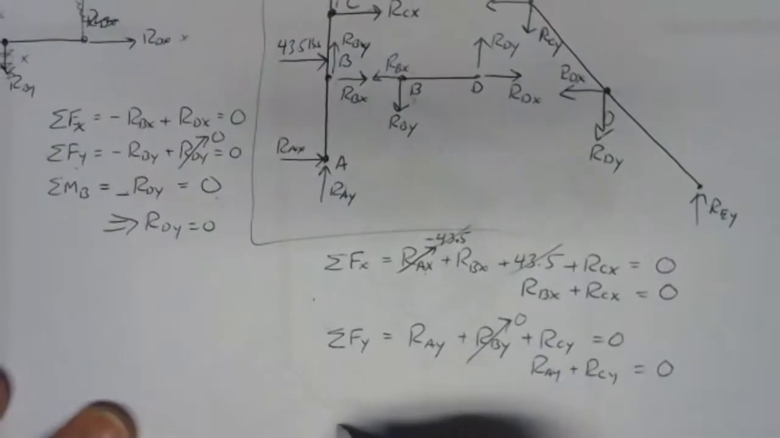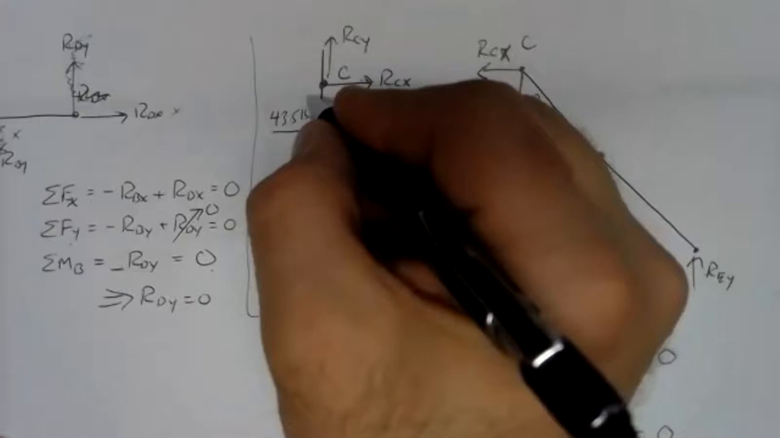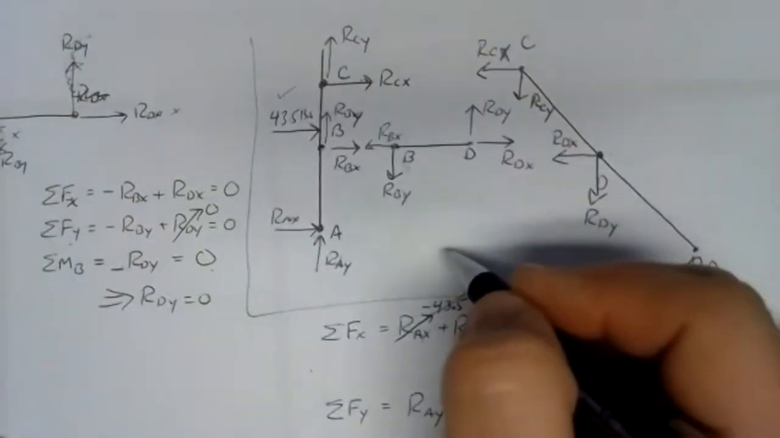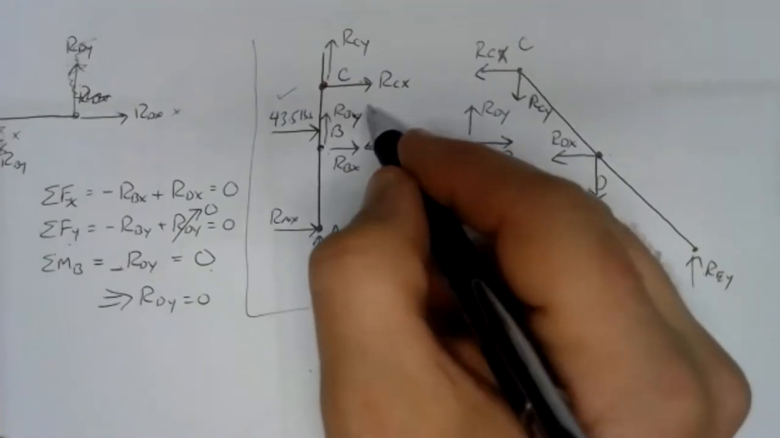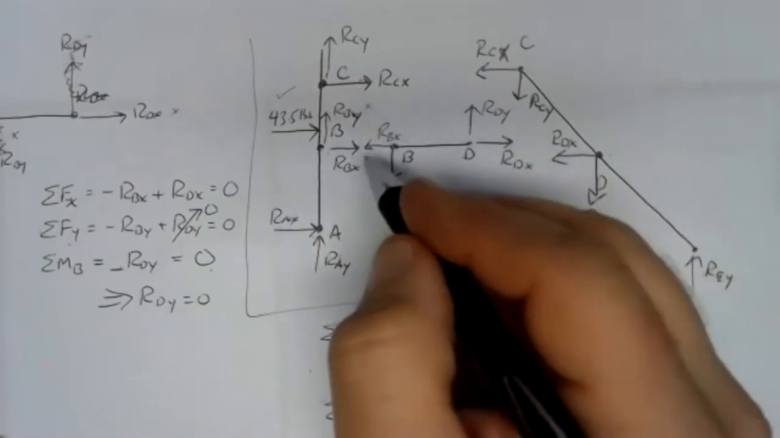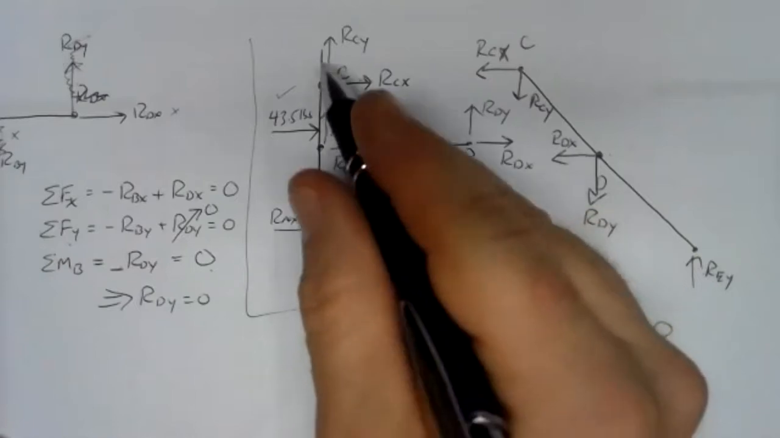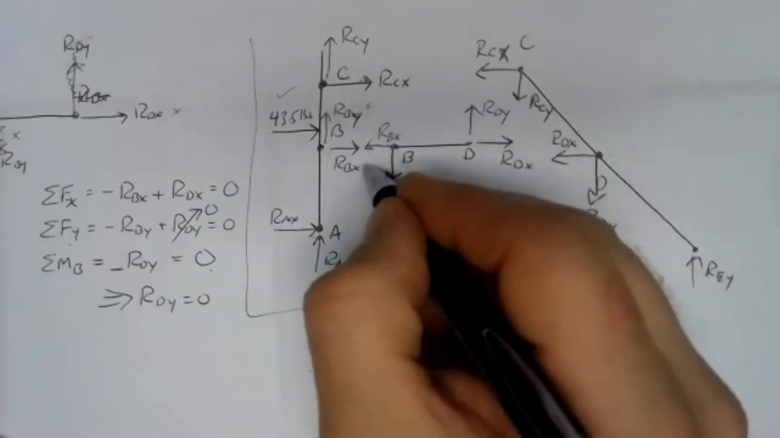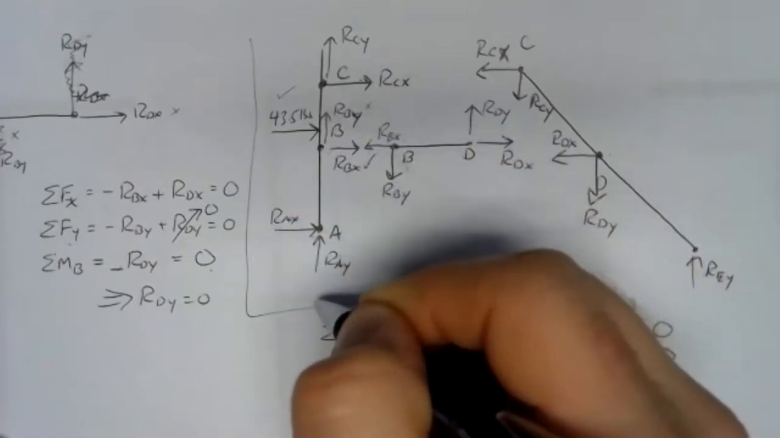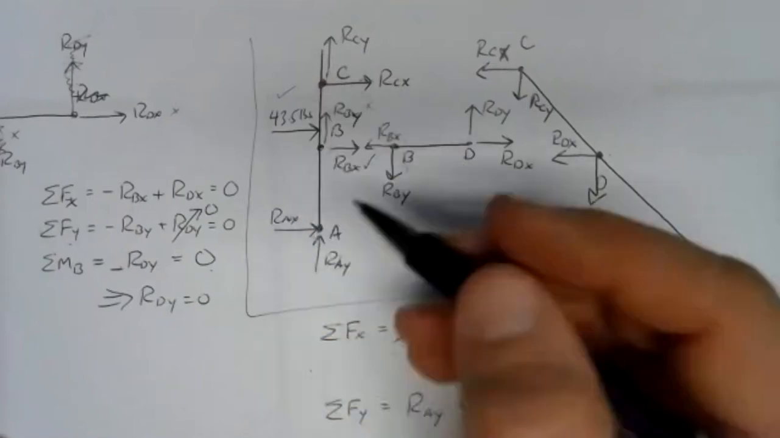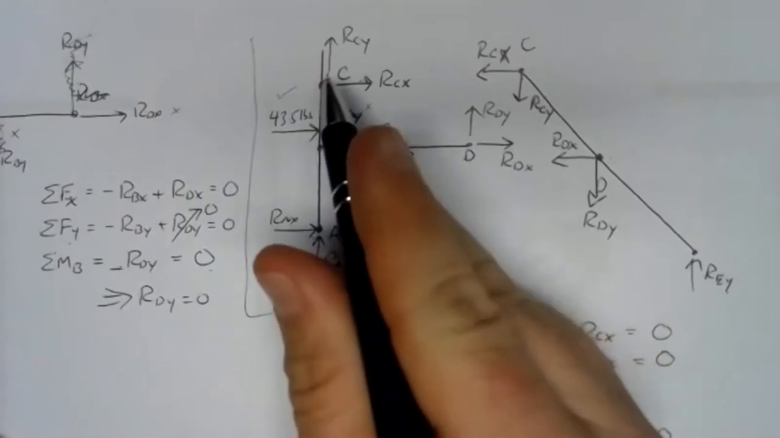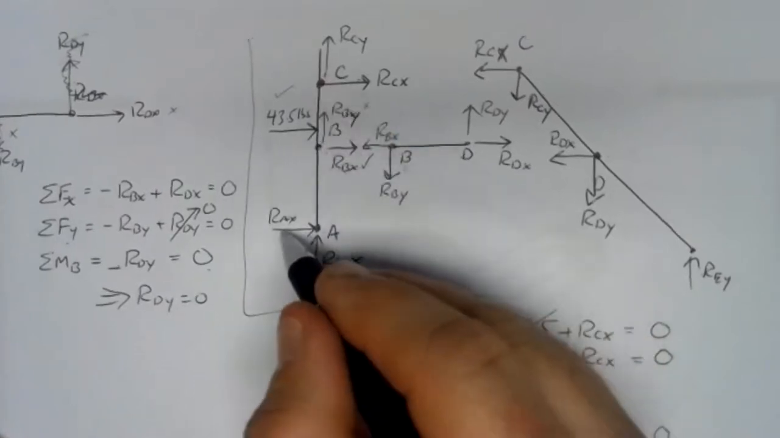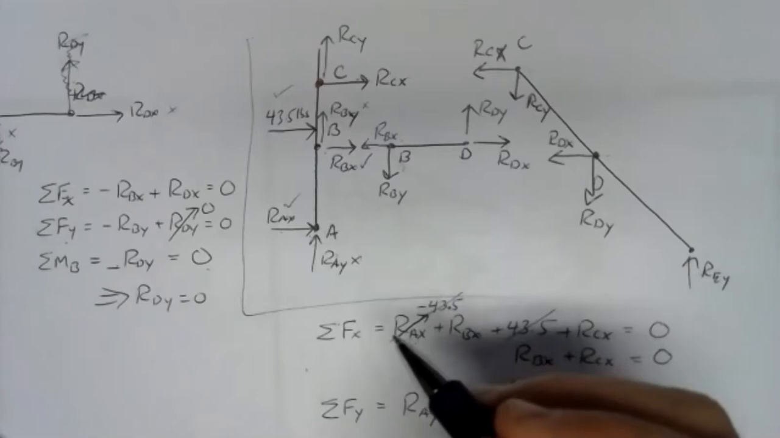So we'll do our sum of moments about C. Let's see what we've got. We're going to have a moment from the 43.5, and we're going to have to figure out what the arm is for that. We won't have a moment from RBY. Doesn't matter anyway, it's 0, but we won't have a moment from that because its line of action goes through C. We will get a moment from RBX, since that's got some arm compared to C. And then at A, we won't have a moment from RAY because RAY shoots right through. We will get a moment from RAX.